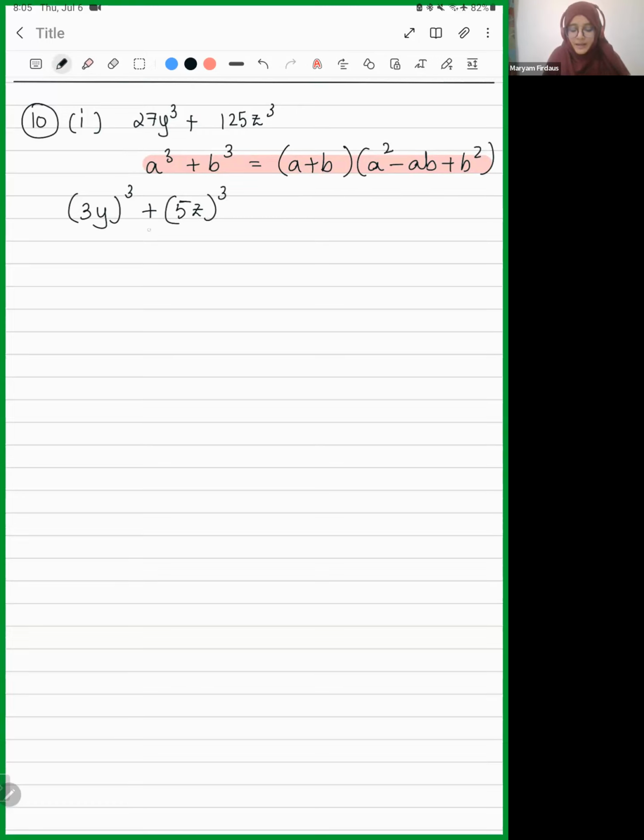So this, now we have to factorize it. This can be written as, according to this particular identity, can someone tell me, what shall we write it as? 3y plus 5z. Yeah. And then bracket multiplied by 3y whole square minus 3y into 5z plus 5z square. Very good. Now longer bracket. Okay. Let's do that then.